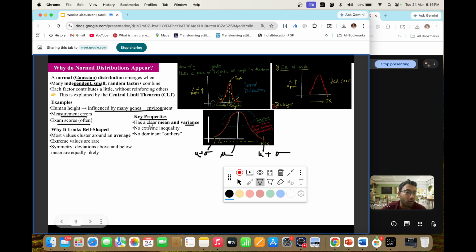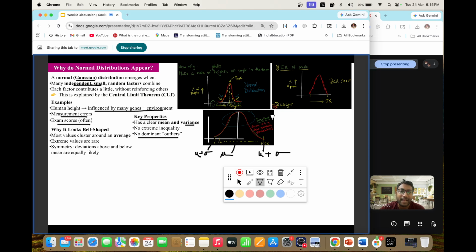No extreme inequality. We are not seeing any inequality here. Meaning it is properly symmetric, not right skewed or left skewed. That means if you keep a mirror here, you can see a similar reflection on the mirror that will complete the curve. Okay, so that is no skew. No extreme inequalities, no dominant outliers. Okay, so there are no outliers that dominate. So these are the three key properties of your Gaussian distribution.